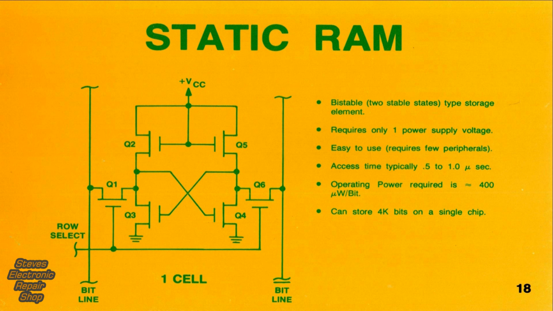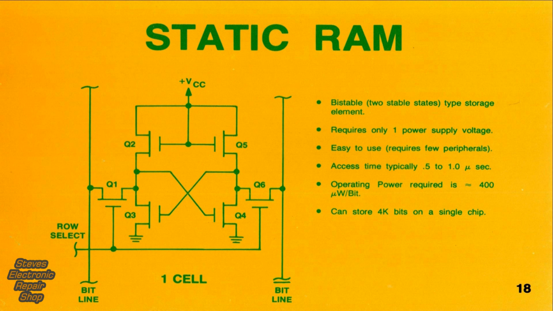Here we see the schematic for one static cell. The memory array contains many of these, all interconnected through the bit and row lines. Notice that 6 transistors are required for one static flip-flop. The characteristics of the static RAM are listed on the right. First, the static RAM is bistable, meaning it has 2 stable states. When data is stored in the flip-flop, it is effectively latched in.